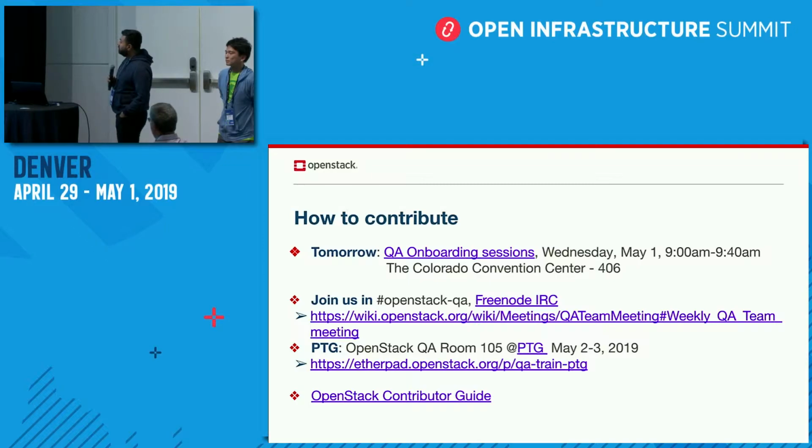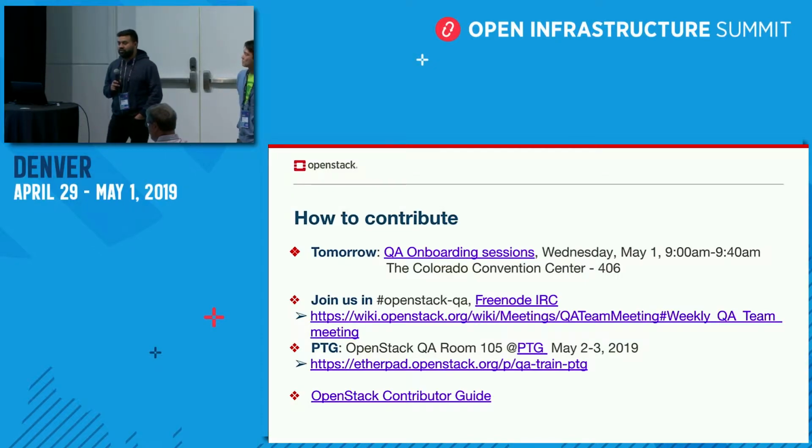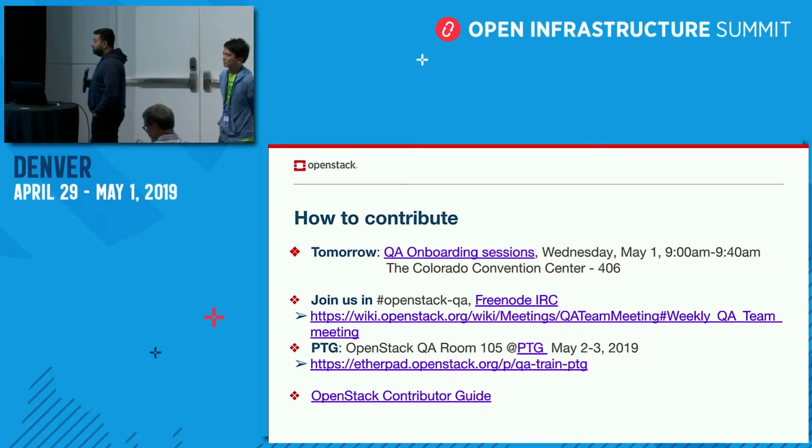We have a weekly office hour, and you can find the meeting information on this wiki page. That is on Thursday. And the PTG will be in room 105 on May 2nd and 3rd, so for 2 days we'll be having the QA PTG. That's the Etherpad, where you can find details about the discussion items. If you have any item to discuss, you can always add it to the Etherpad. We also have the contributor guide in OpenStack, which you can refer to for setting up your OpenStack accounts and all.